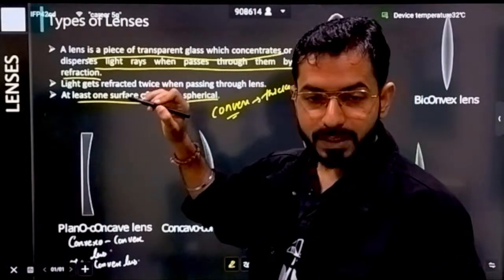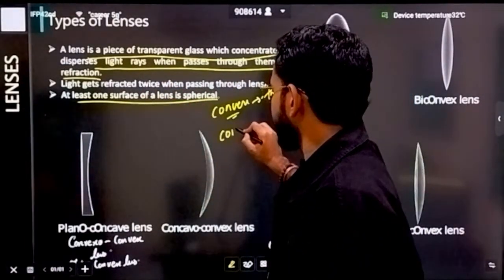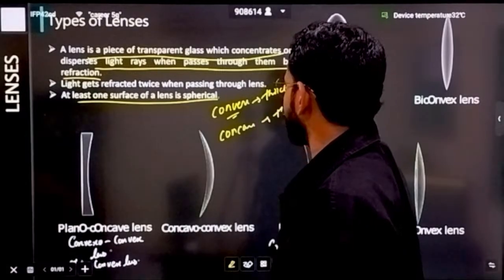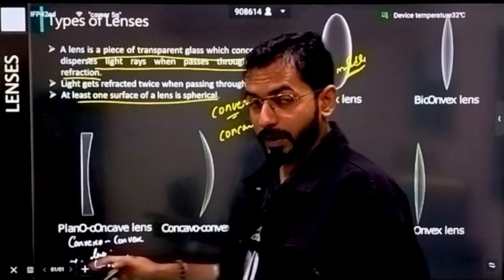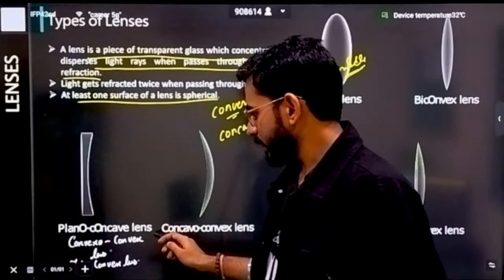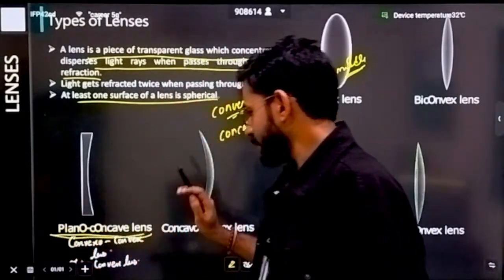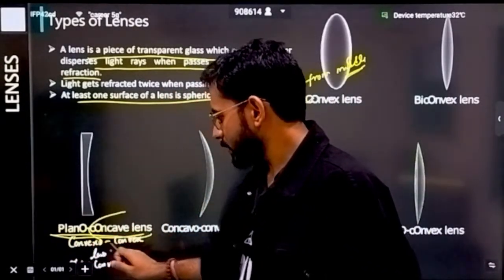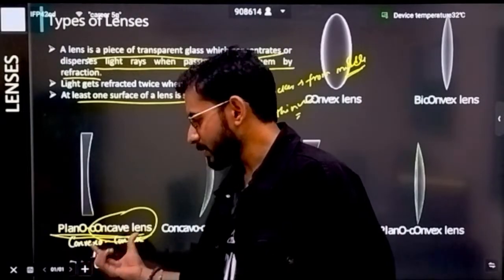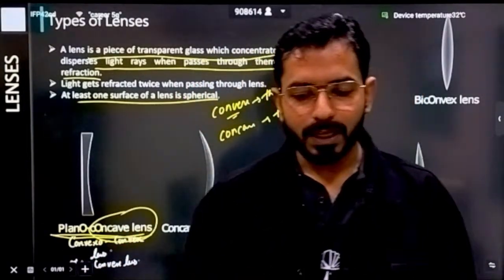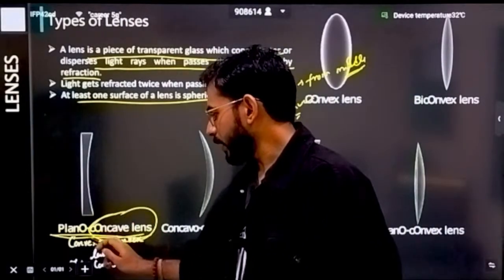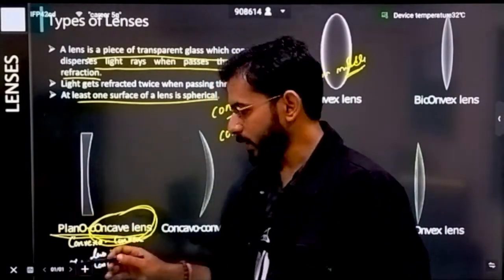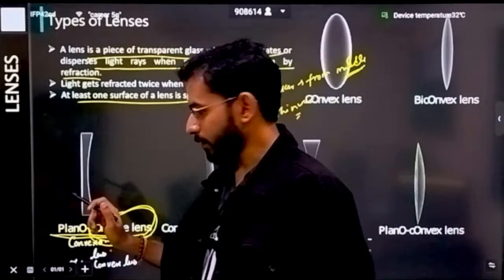A convex lens is always thicker from the middle, and a concave lens is thinner from the middle. For example, see here, one more important thing. If you have to judge the net property of this lens, always study the last one. What is the name given in the last term? That is concave lens. That means the net behavior of this lens is going to be a concave property. This is how you judge it.